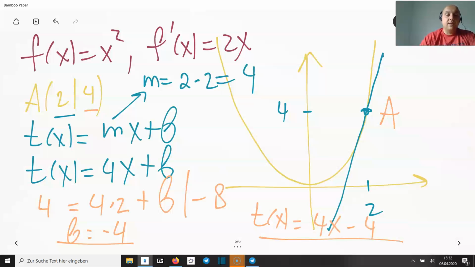I'm claiming this is the tangent line that I have on the graph. Check it on your calculator or on your computer program. I'm pretty sure I'm right. If not, let me know in the comments.